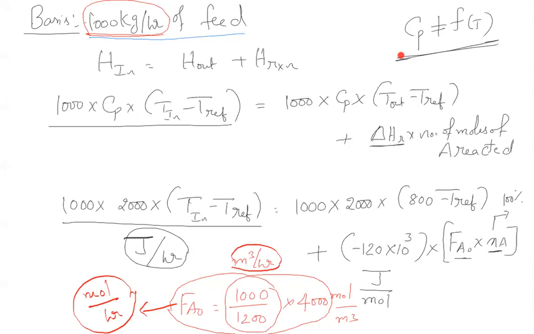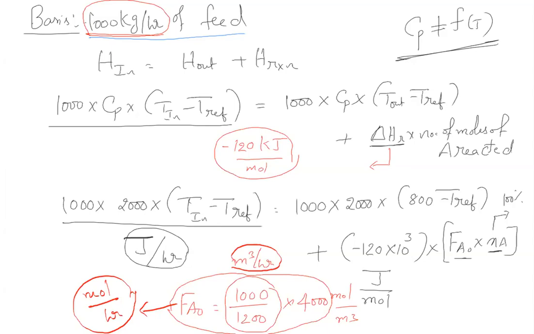Then what is my heat of reaction? It is delta HR. You should not put simply delta HR. What does delta HR tell you? Let's say delta HR value is minus 120 kilojoules per mole. What does this mean? If 1 mole of A reacted, 120 kilojoules of energy is released. Clear? 120 kilojoules of energy is released.